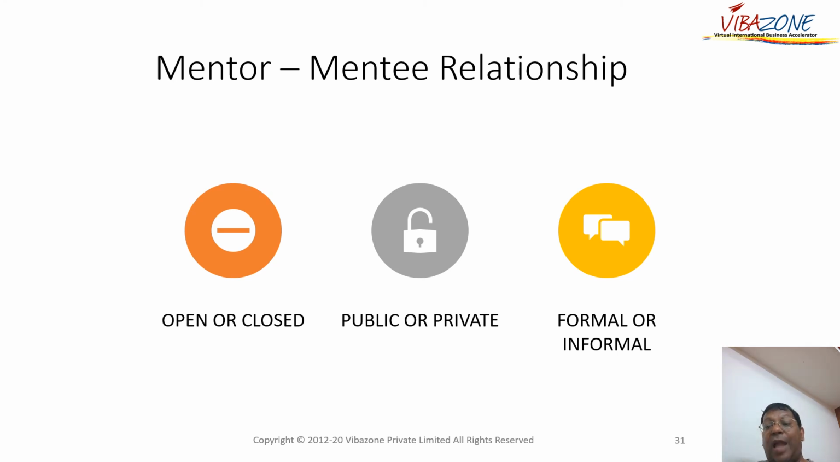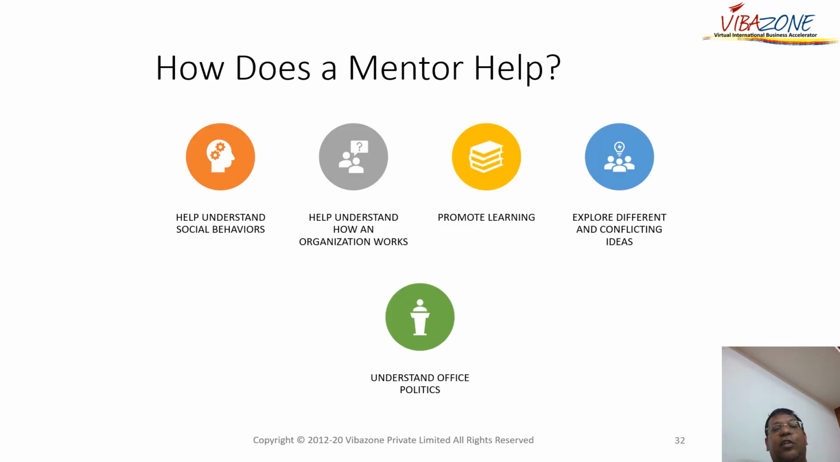It can be formal and it can be informal. Formal means you have an agreement, you clear out what all will be done, what is your responsibility, and what is the mentor's responsibility. Most often it's informal, just people agree and start mentoring. But in this incubation mentoring, it should be a formal agreement so everyone knows their role. Now, what does a mentor do? They help you to understand social behavior, they help you to understand how an organization works, they promote learning, they explore different and conflicting ideas, they make you understand office politics, which you may not be able to understand.